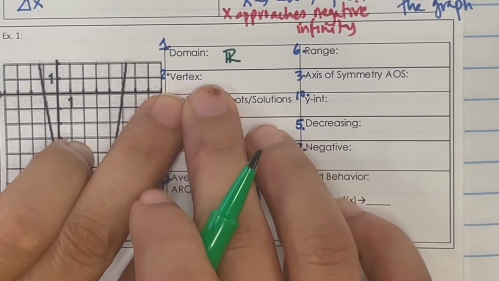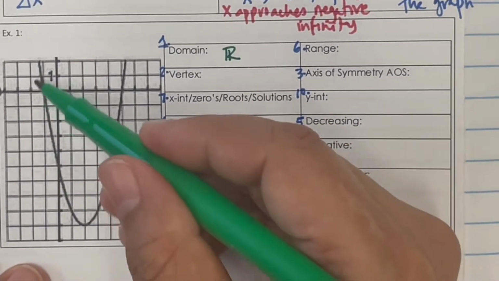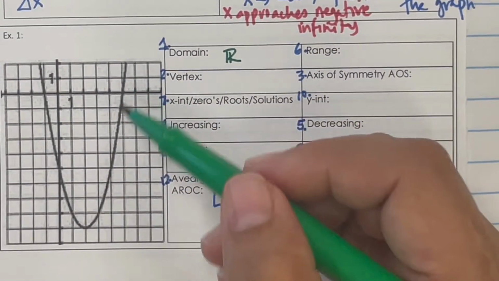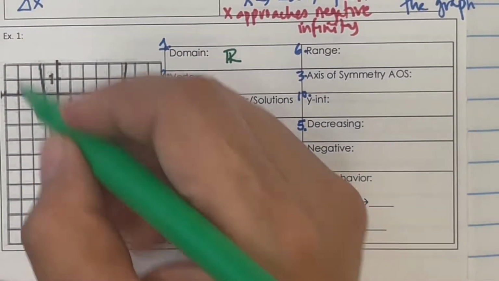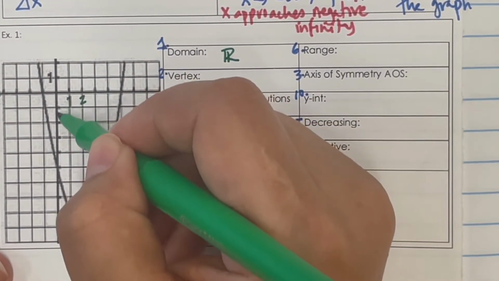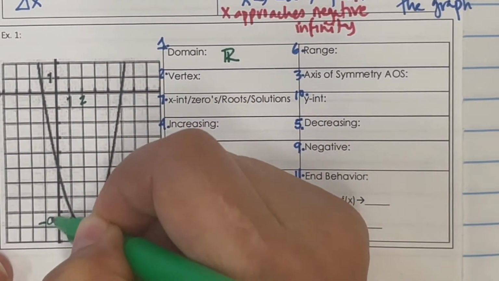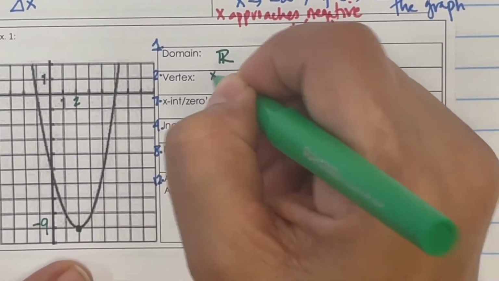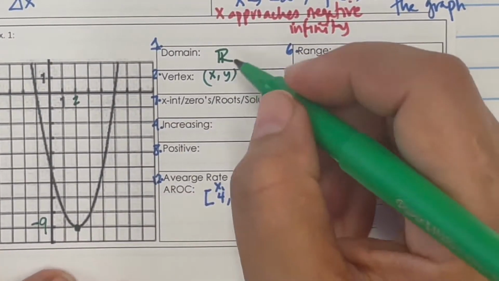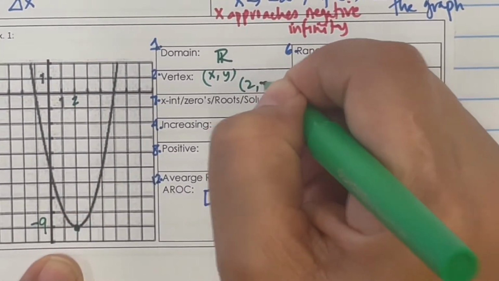Next, we're going to find the vertex. By definition, what is the vertex? The vertex is where the curve changes from going down to going up, or going up to going down. So it changes right here. This is the vertex. So let's count that out. That's 2. This is negative 1, 2, 3, 4, 5, 6, 7, 8, 9. Remember, you have to write x and then y. You must write it like that. Your vertex is 2 and your y value is negative 9. Pause the video and complete vertex in example 2.